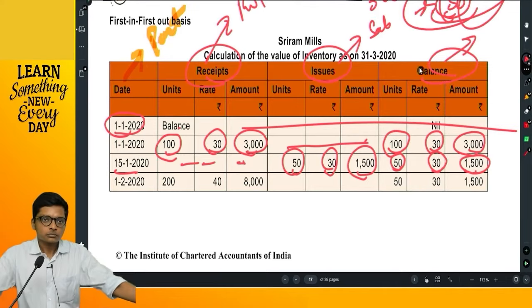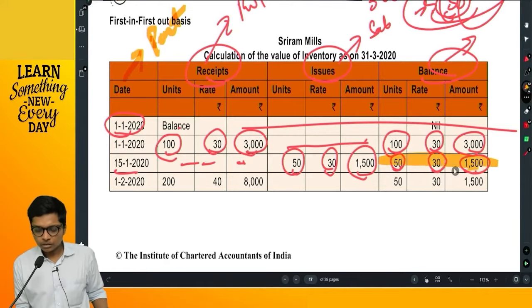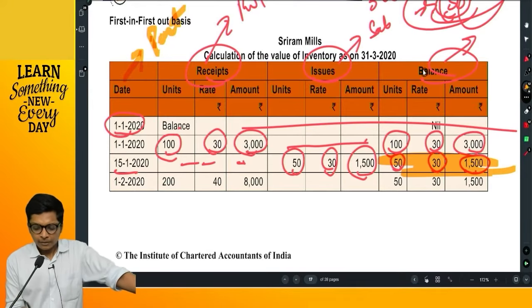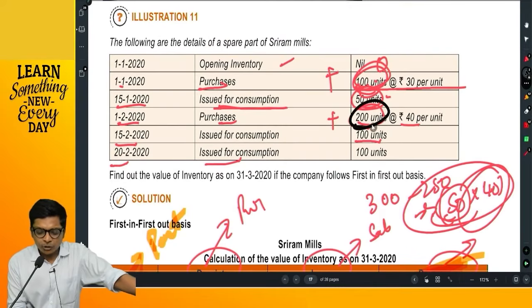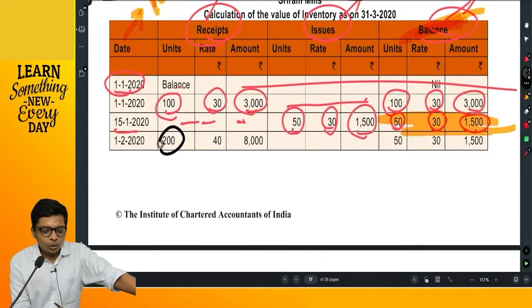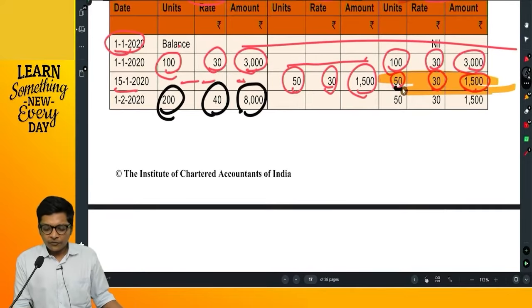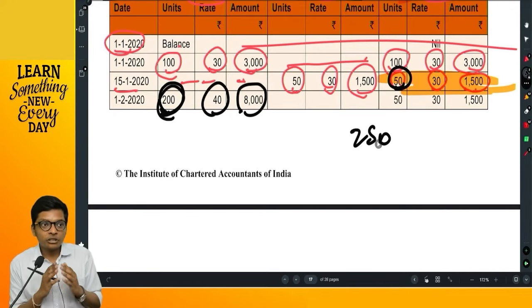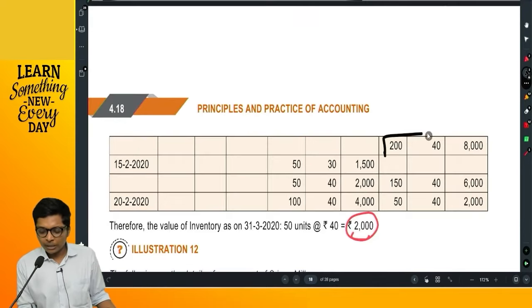Do you understand? This is the leftover stock, balance, leftover stock. Are you following, guys? Again, after this, I purchased how much? So again, add 200 at 40, 8000. So now total will be how much, guys? 50 plus 200, how much? But you can't add it because they are separate units.